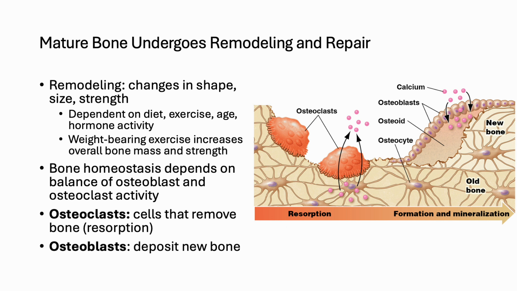Bone homeostasis depends on maintaining a delicate balance between osteoblast and osteoclast activity. Disruption to this balance can result in conditions like osteoporosis. Additionally, bone remodeling plays a role in repair after injury, as damaged tissue is replaced with new bone.